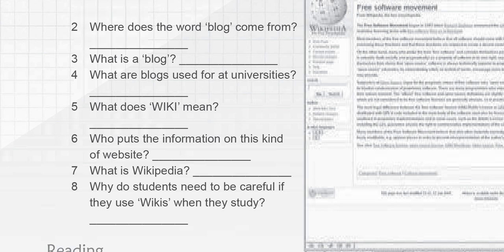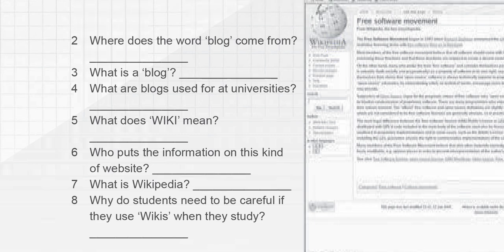Type blog into Google and you'll get over 500 million results. For educational purposes, academics, teachers, and students create blogs as personal online study sites, places to work together and share information and ideas. Some universities even give their students and staff free space on a server to start their own blogs. Wikis are websites where anyone can add content and make changes so that the site becomes a group creation.